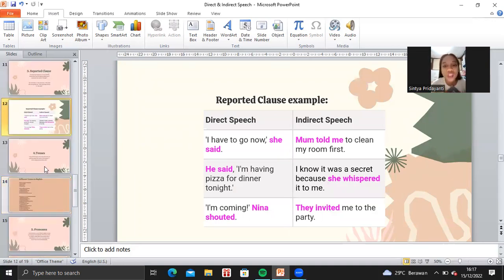And these are reporting clause examples. Direct speech: "I have to go now," she said. Indirect speech: Mom told me to clean my room first. He said I'm having pizza for dinner tonight. I know it was secret because she whispered it to me. "I'm coming," Nina shouted. They invited me to the party.